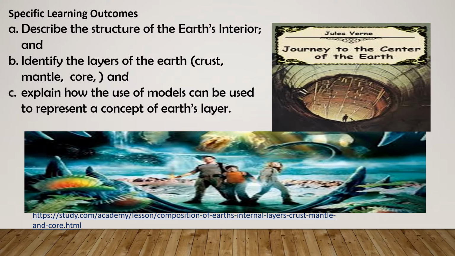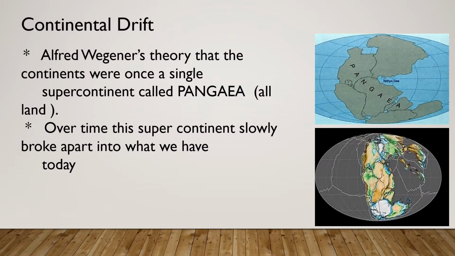But first, we have to read our learning outcomes. One, describe the structure of the Earth's interior. Two, identify the layers of the Earth. So you have the crust, the mantle, and the core. And the last, explain how models can be used to represent the concept of Earth's layers.